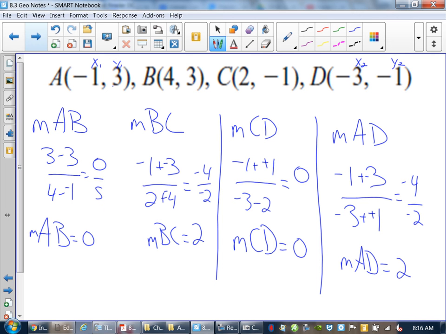Opposite sides are parallel. Do we have a parallelogram? Great. Now you can do that with slopes, or you can check that the whole time with the distance formula. Which one do you think is easier? Slopes. Slopes are a little bit easier to work with when you go through those.